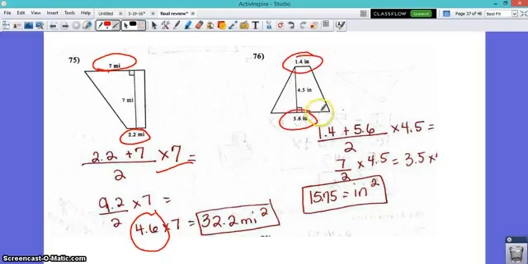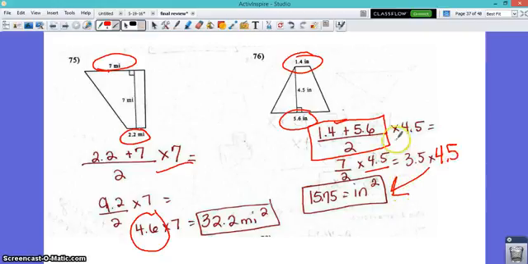You add them, divide by 2, the two bases, and then you multiply it by the height. So you would have gotten 3.5 times 4.5, this ran off the page, and that would have given you your final answer here, okay? Because 1.4 and 5.6 is 7.